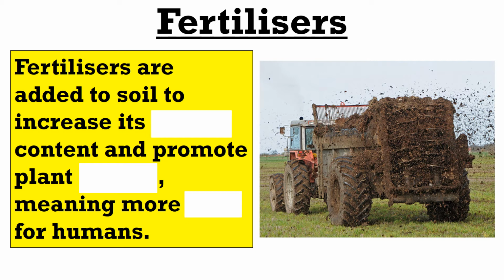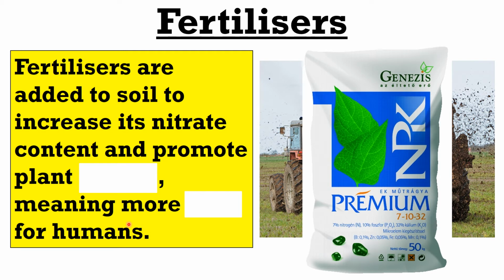Now, how are fertilizers linked into this? What fertilizers do is they increase the nitrate content, and if you've ever seen a bag of fertilizer, they've got some... you can't see it very well there because it's sideways. NPK is the nitrogen, phosphorus, potassium ratio within fertilizer. So here it's 7, 10, 32. So depending on what you want to grow, you might have a different ratio there. But what fertilizers do is they increase that nitrate content, which then allows plants to grow. They can make more protein, and as a result of that, you have more food for humans.